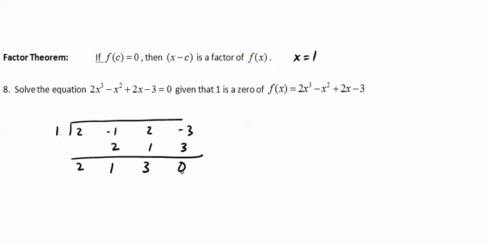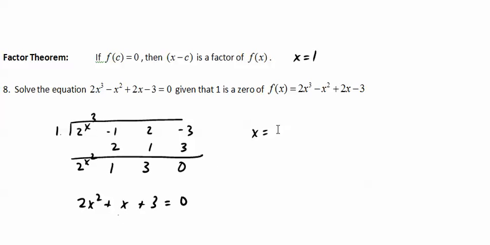That's what I expected, right? They said 1 is a 0, so the remainder should be 0. Now, here's the handy thing. This is x to the third. This is now x squared. So now I have a polynomial which is simply a quadratic. And now I can solve this by just using the quadratic formula.